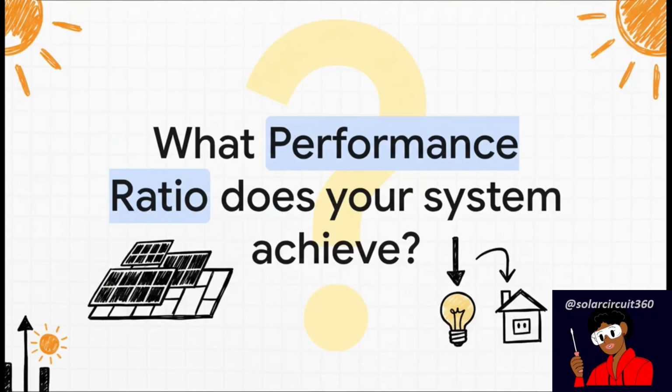So I'm going to leave you with this to chew on. What performance ratio is your own system achieving right now? Next time you have a nice sunny day, take your array size, look at your daily production, find your average sun hours, and just run the math. You might be completely surprised at what your system is trying to tell you.